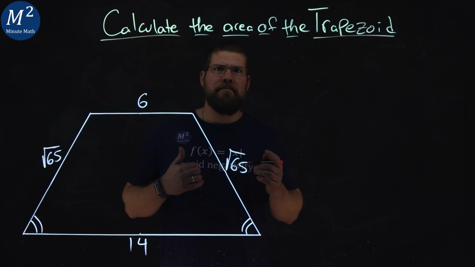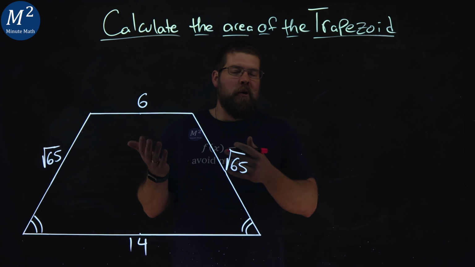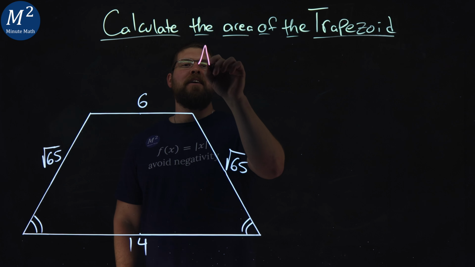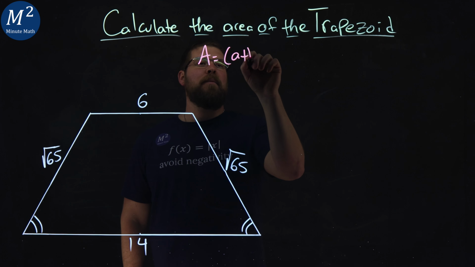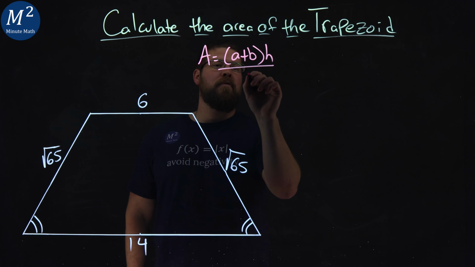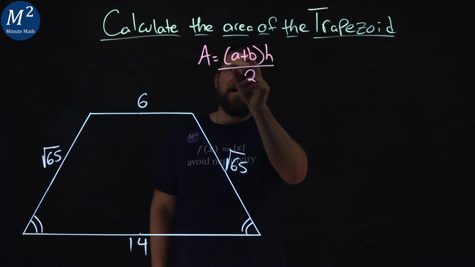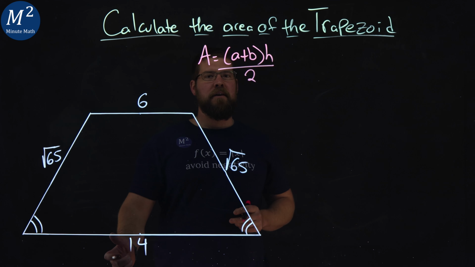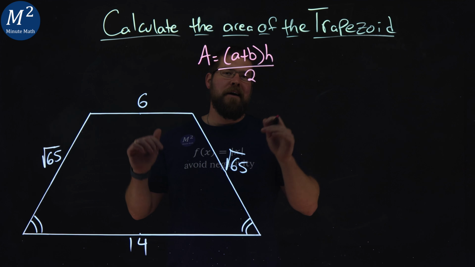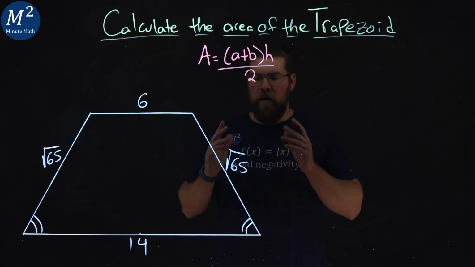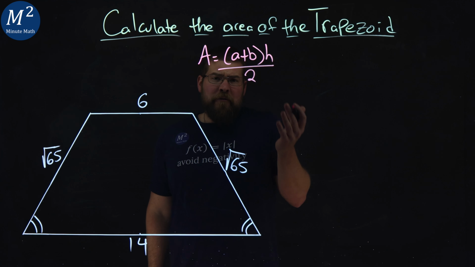First thing I want to do is remember the area formula of a trapezoid. The area equals A plus B times H over 2. A and B are the lengths, 6 and 14 here. H is the height of the trapezoid, and we divide that by 2. So we need to find H.